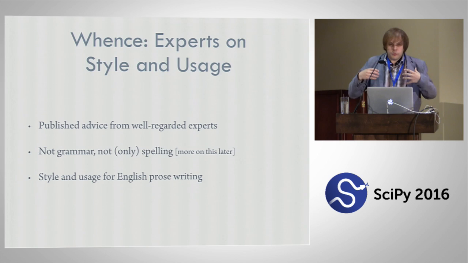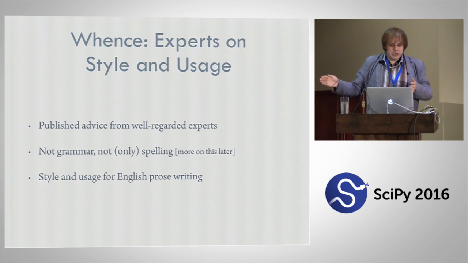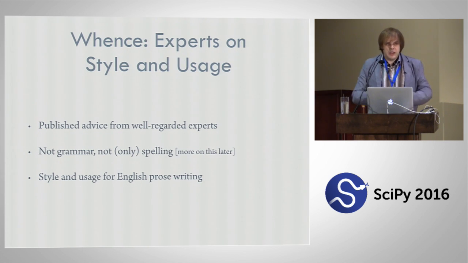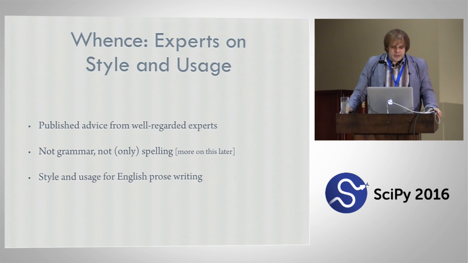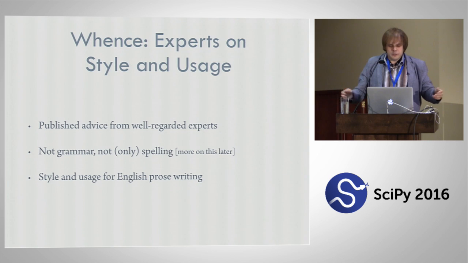So for Proselint, the answer to whence is experts on style and usage. That is, we've published works from well-regarded experts, and that is where the advice is going to be taken from and implemented in code. We don't focus on grammar, and we don't only focus on spelling. We have some spelling things, but they're more in the vein of stylistic spelling rather than the standard lay out a dictionary and tell you whether or not this is a word. And all we're really considering then is style and usage for English prose writing. Why we're doing that, I'm going to get to later.